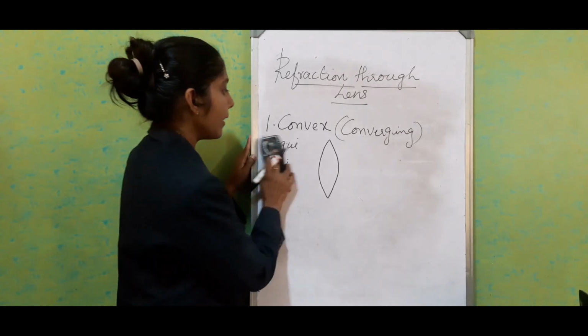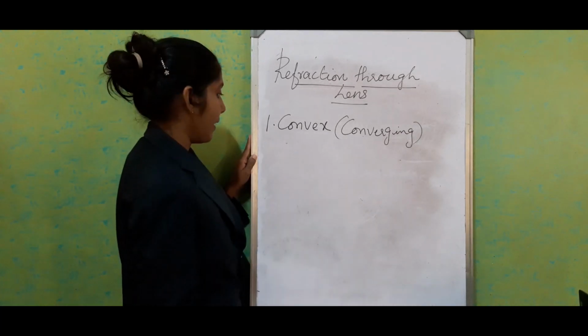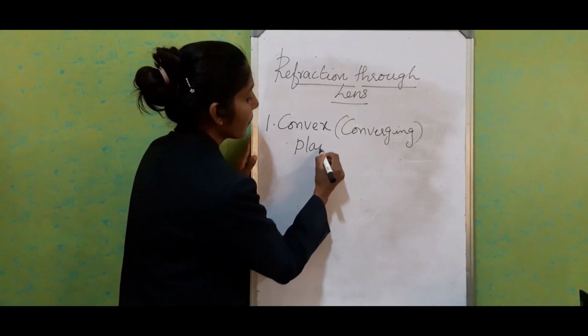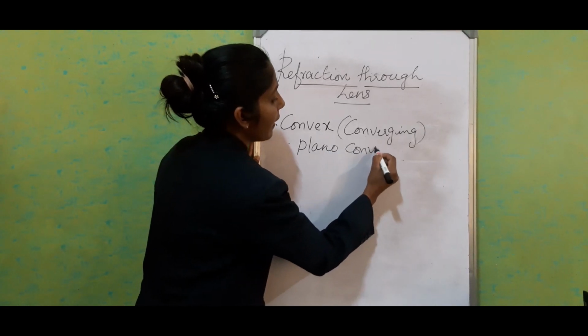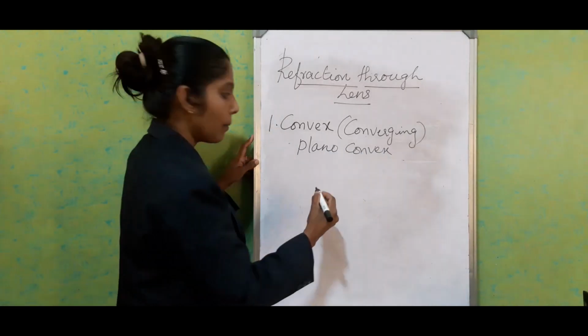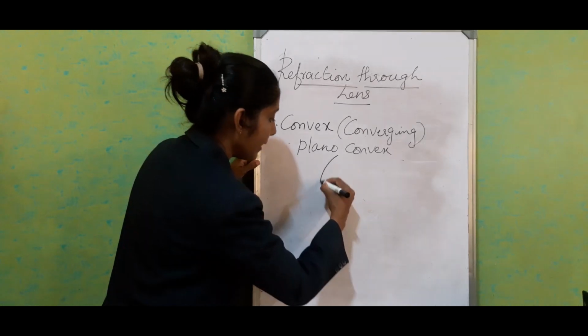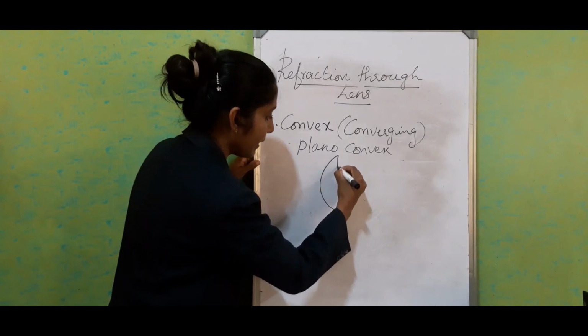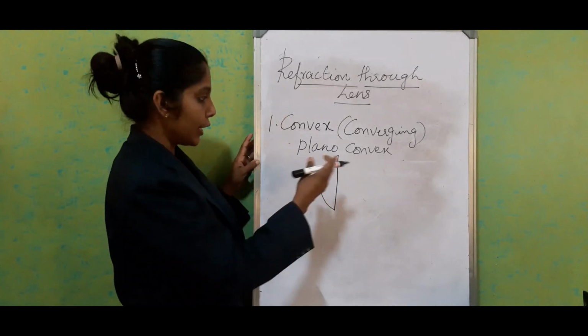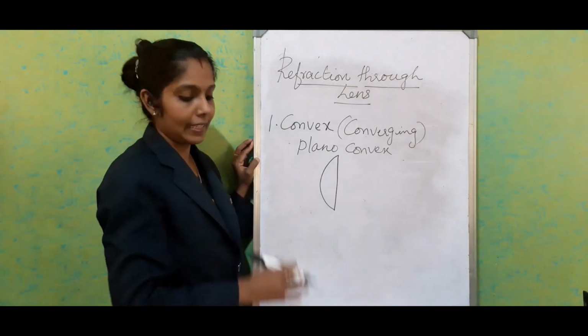And our next category is plano-convex. In plano-convex, one side is convex and the other side is exactly a plane. This is called plano-convex lens.